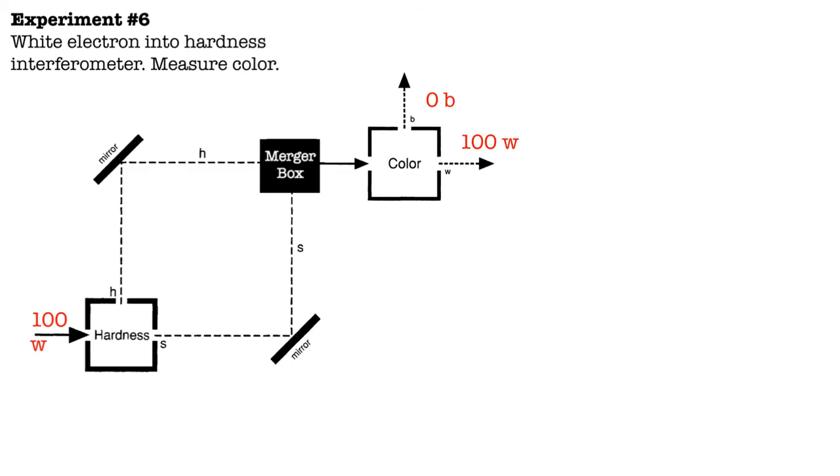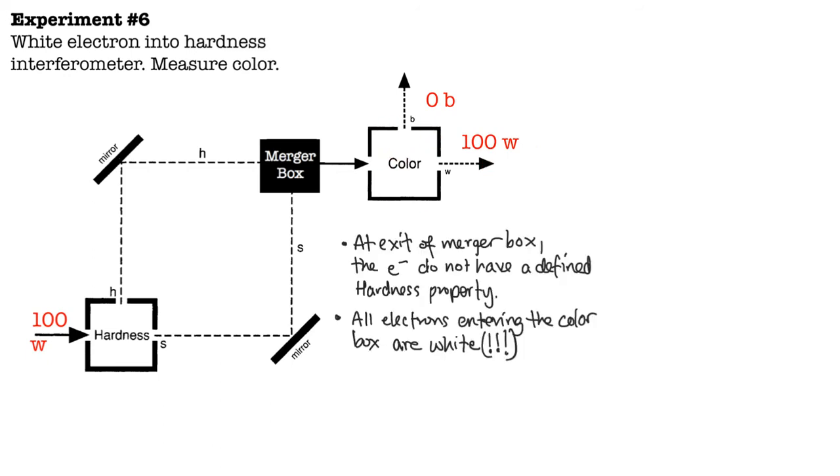In fact, we can do better than saying that the electrons don't have a defined hardness state at the exit of the merger box. We can say that we know the electrons are in the white state, right? Because when we measure color, we get white 100% of the time. So in sum, at the exit of the merger box, which is the same as the entrance to the color box, the electrons do not have a defined hardness, but they do have a defined color, and that color is white.